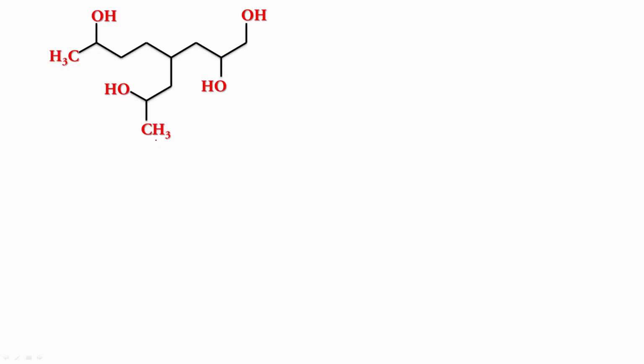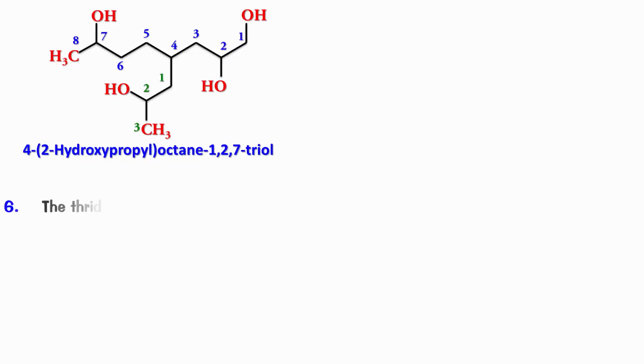And the numbering has to be done from the right side so that the first OH gets 1. So 1, 2, 3, 4, 5, 6, 7, 8. And the substituent 1, 2, 3. So the parent is octane-1,2,7-triol, and the prefix is going to be 4-(2-hydroxypropyl), and then the parent name. So 4-(2-hydroxypropyl)octane-1,2,7-triol.